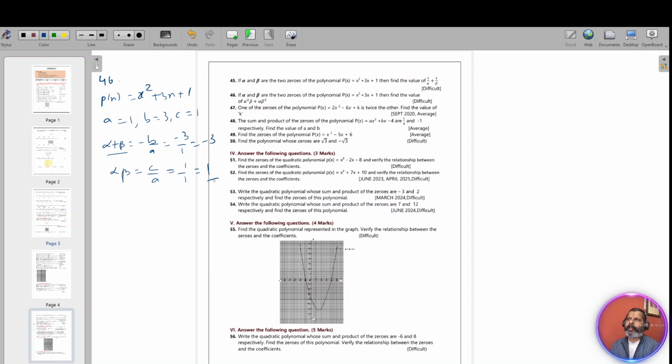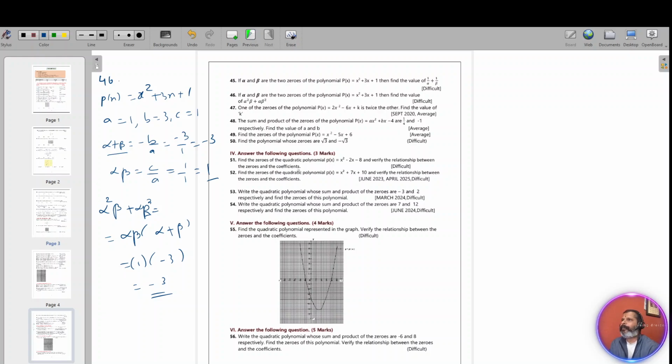So we have alpha beta. Now check what is needed: alpha square beta plus alpha beta square. So if you take alpha beta common, what we get? Alpha plus beta. This alpha beta is what? 1. Alpha plus beta is what? Minus 3. Answer is minus 3. Simple, right? We'll see the next one.